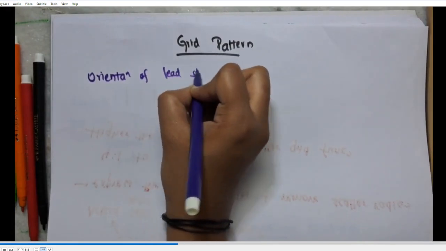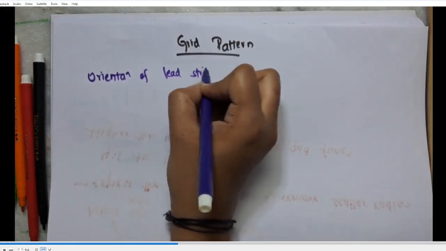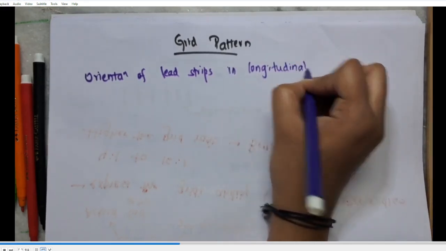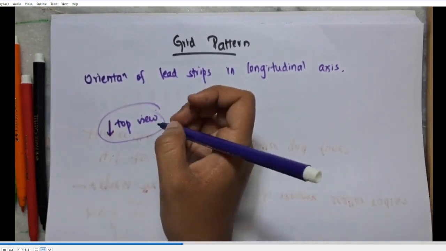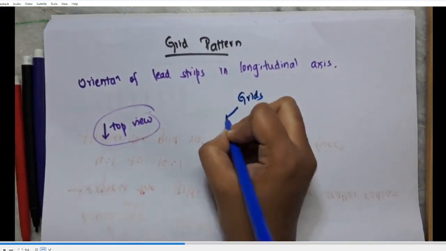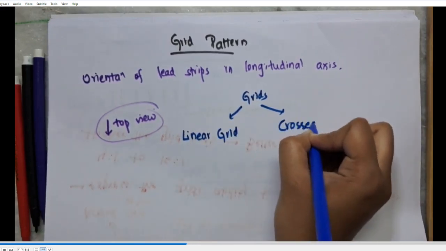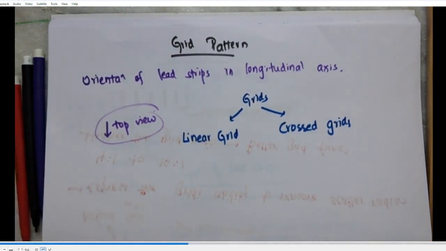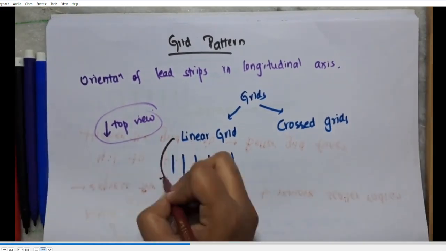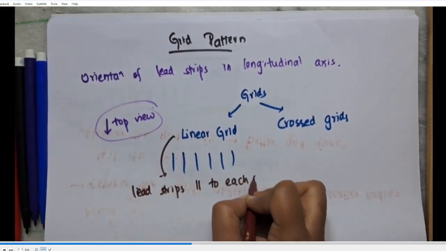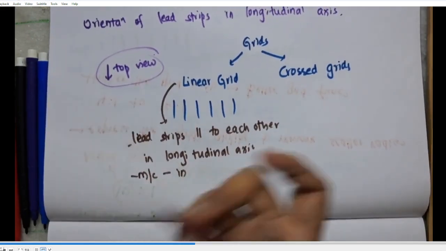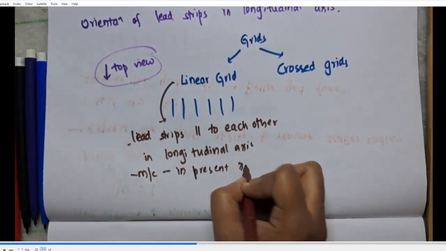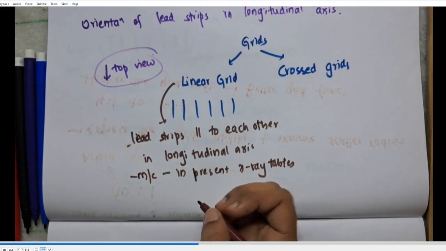The second terminology is grid pattern. Grid pattern is the orientation of the lead strips in their longitudinal axis. It is the pattern of the grid that we see from the top view. There are two basic grid patterns, that is linear grid and crossed grid. In a linear grid, the lead strips are parallel to each other in their longitudinal axis. Most X-ray tubes are equipped with linear grids.